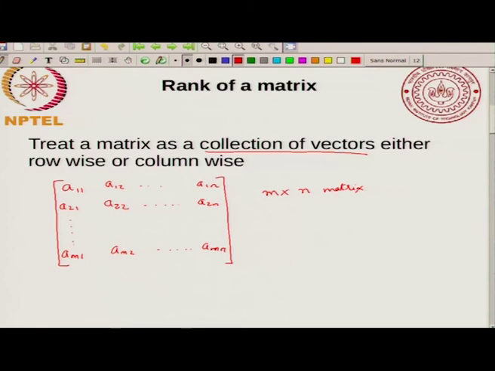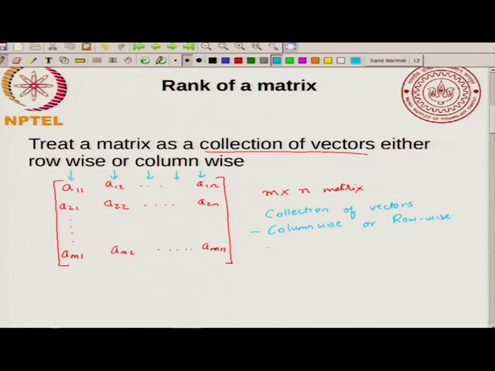Now, I said that you can treat this as a collection of vectors. So, you can think of each row as a vector. I will just use a different color. So, you can treat each column as a vector in this way. So, you can think of this as a collection of vectors either as column wise, or row wise. So, how do you think of it? So, suppose I want to think of this as a collection of column wise vectors.